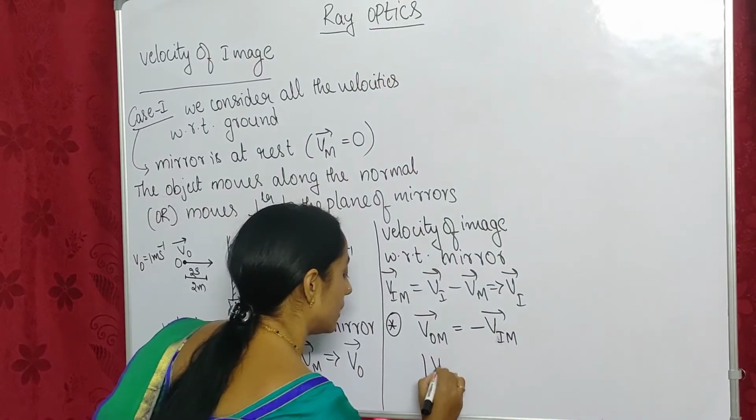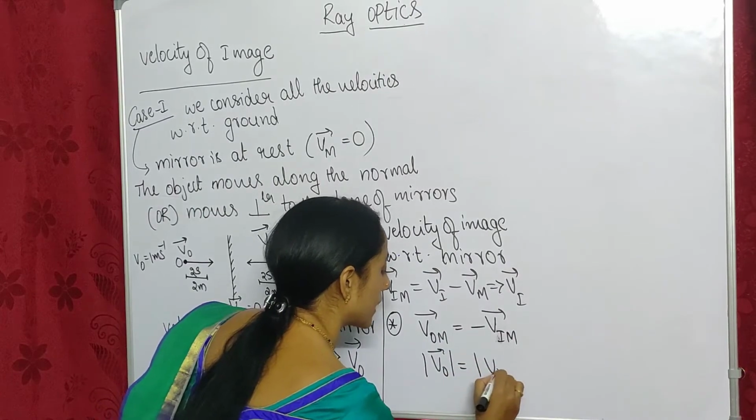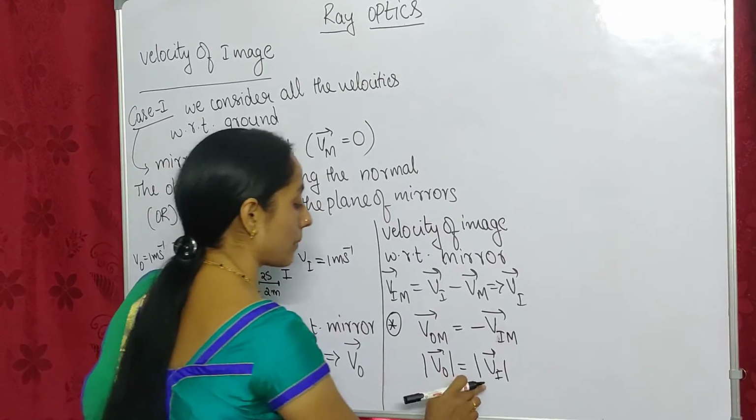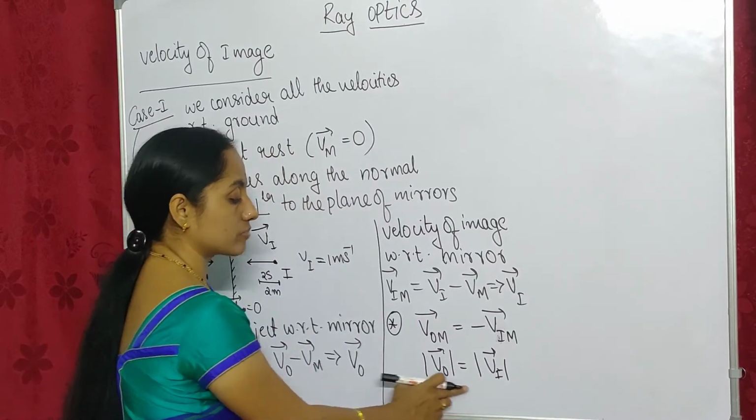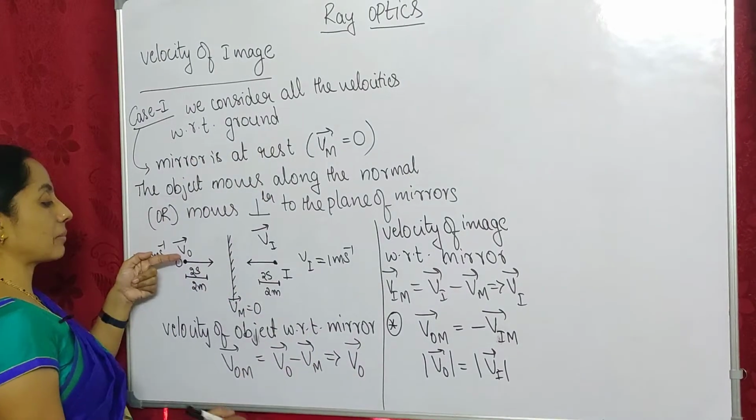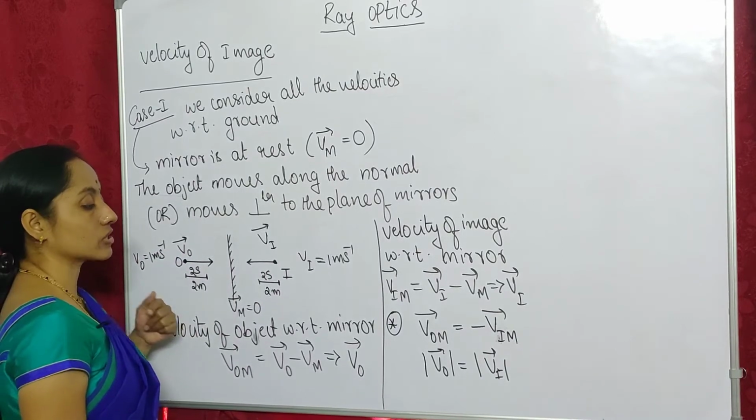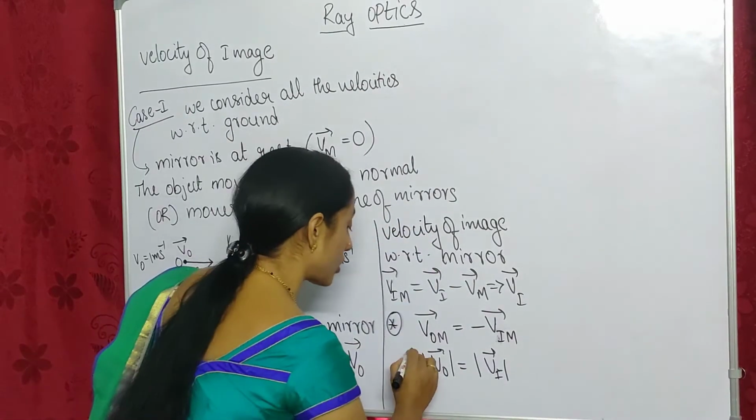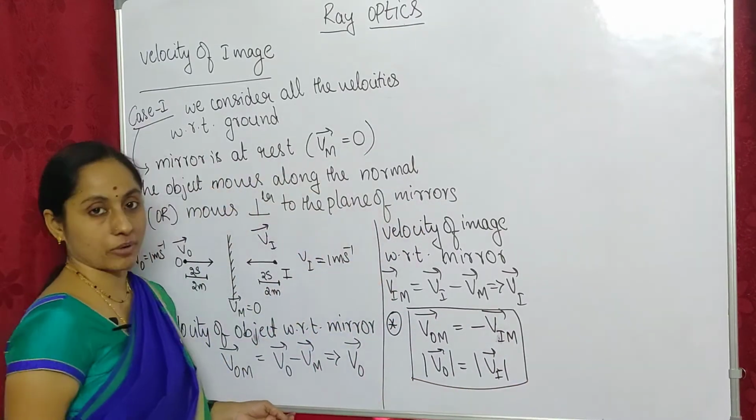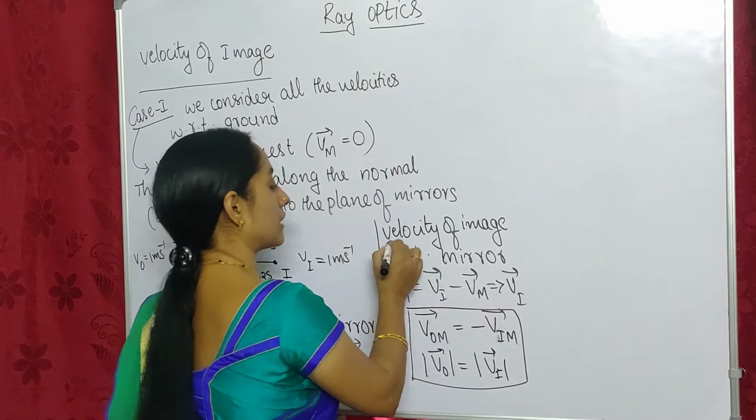Magnitude wise, the velocity of the object is equal to the velocity of the image, because the mirror is at rest. If the object moves with 1 meter per second, then the image also moves with the same 1 meter per second. This is a very important concept to remember, because we directly apply it in problems.